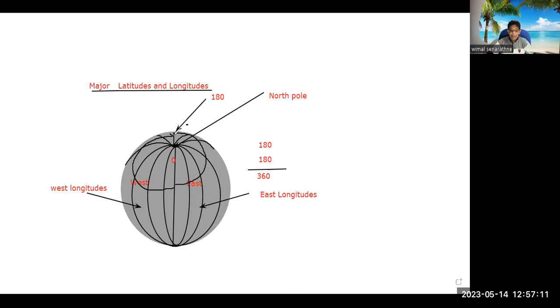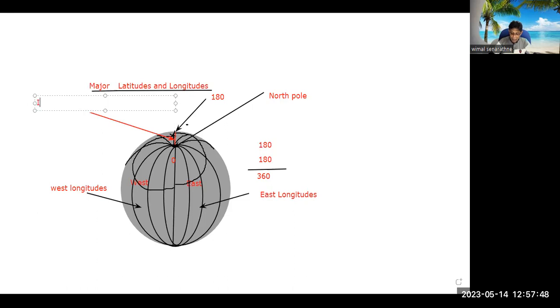Then you must remember 180 longitude is common to both sides. එනම් මේ නැගෙනහිර බටහිර දෙපැත්තටම පොදු රේඛාවක් තමයි 180 longitude. ඒ කියන්නේ 180 රේඛාව. That means this line is called the international date line. ඒකට කියනවා අපි international date line, ජාත්‍යන්තර දින රේඛාව කියලා.